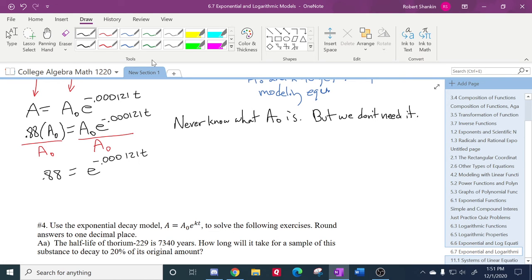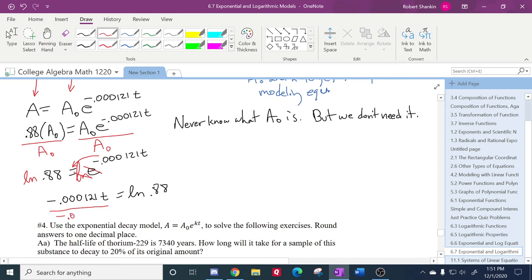Now, to solve this equation, we are going to take the ln of both sides. And then this part is going to come down. The ln and the e kill each other off. And so we get, and then I'm going to turn it around, negative 0.000121t is ln 0.88. And we divide by this.